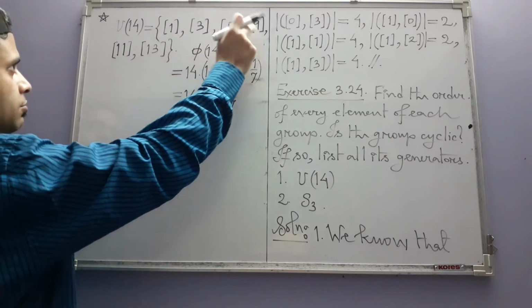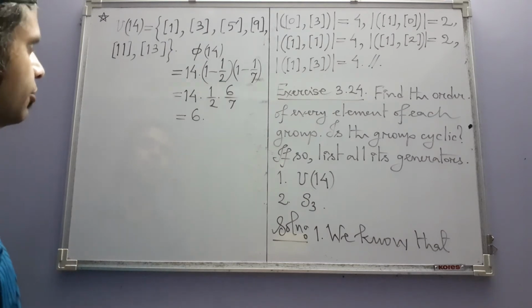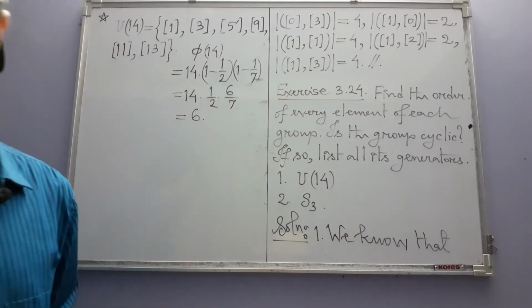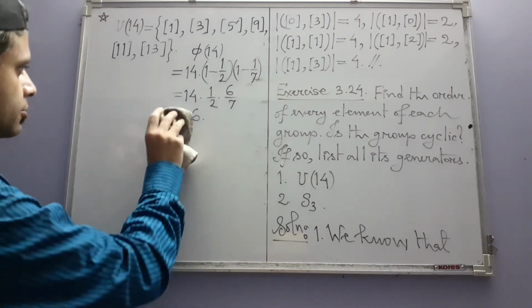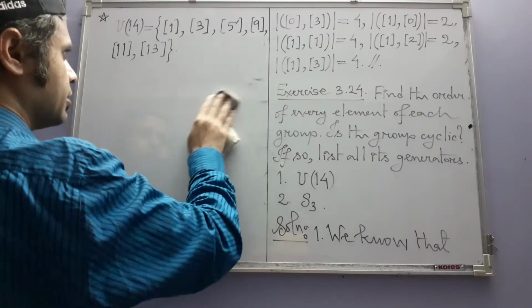1, 2, 3, 4, 5, 6. So yes, these are all the elements in this group, and the binary operation is multiplication modulo 14. Okay, so let us now look at the orders.